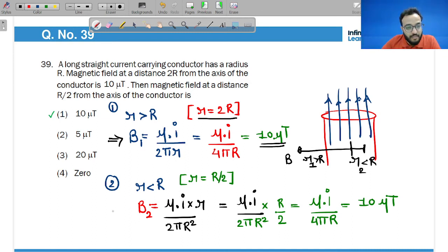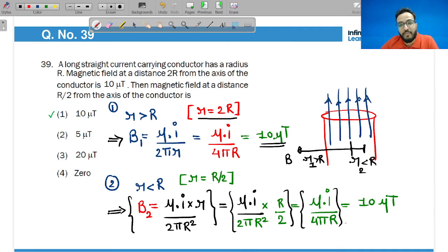Now, if you talk about the point that is inside, the formula is this. Mu naught I by 2 pi capital R square into small r, that is the distance. So if you put the values, small r is R by 2, put it, and your answer is mu naught I by 4 pi R, which is exactly the same as B1, that is 10 microtesla only is the answer.